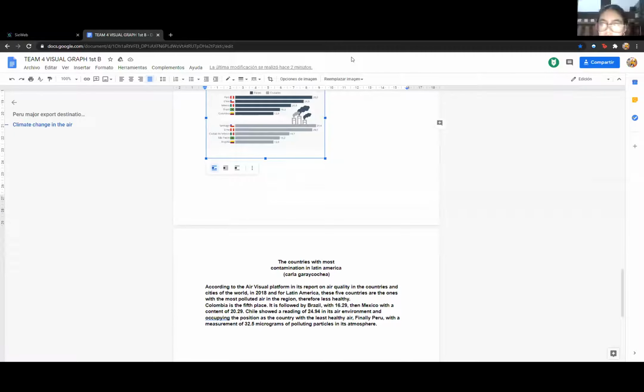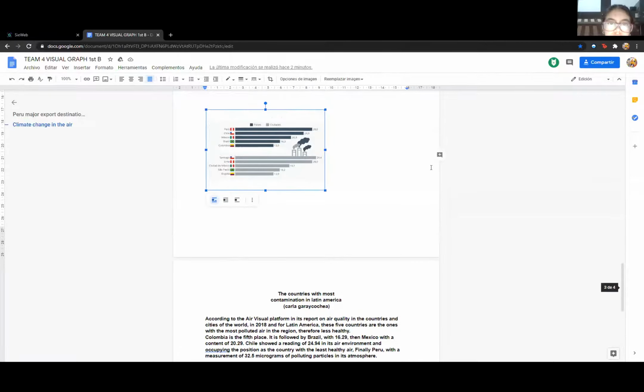Good afternoon, Miss Milagros and friends. Today I'm going to talk about the countries with most contamination in Latin America. First of all, this graphic shows the percent of contamination in 5 countries: Peru, Chile, Mexico, Brazil, and Colombia.